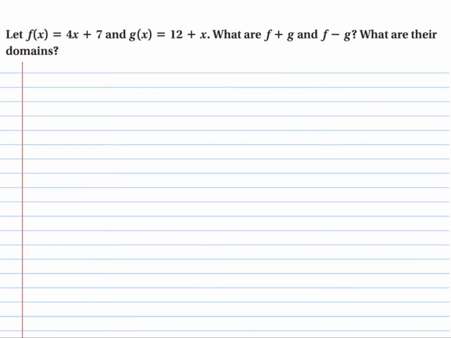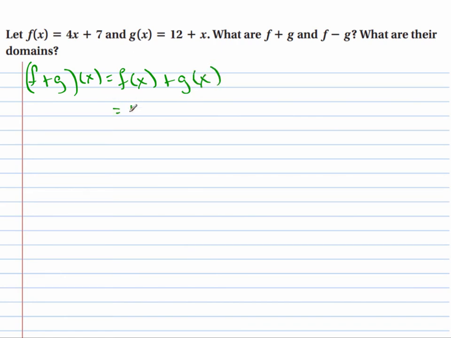Let's look at a couple. Suppose f is 4x plus 7 and g of x is 12 plus x. What are f plus g and f minus g? Well, f plus g, and a lot of times we drop this, it's f of x plus g of x.